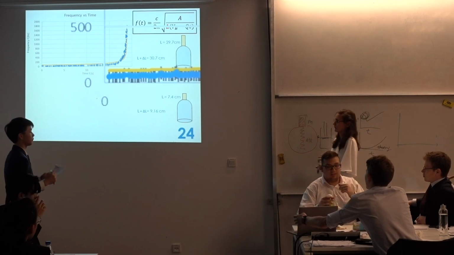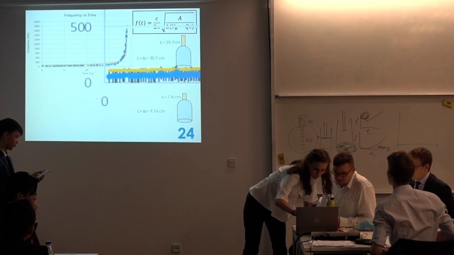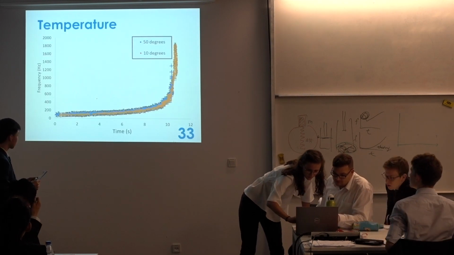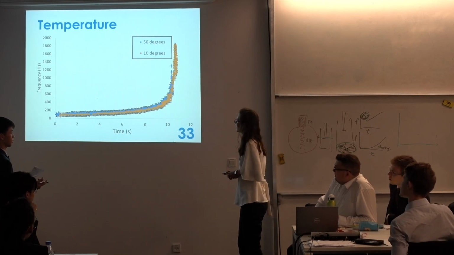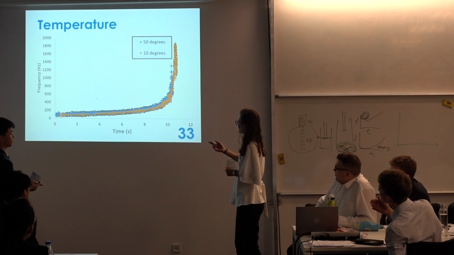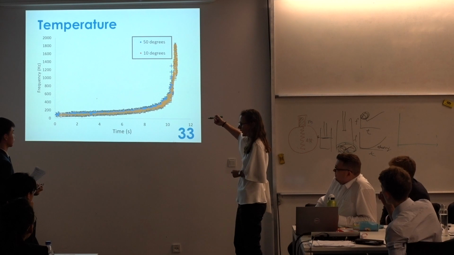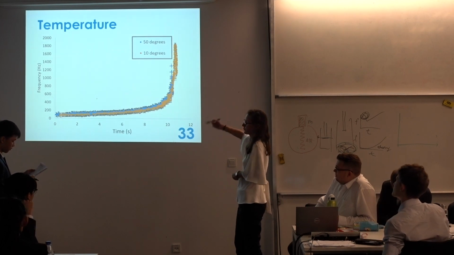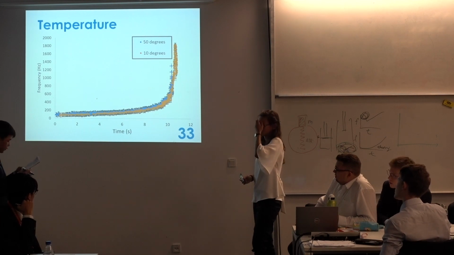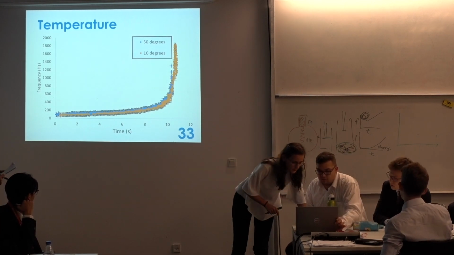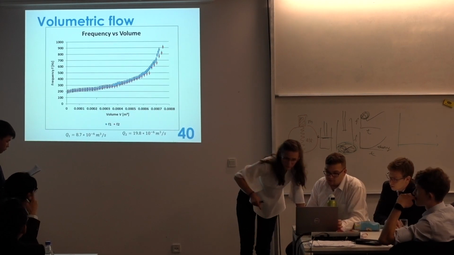Could you show page 33? Yes, this one. Could you provide a temperature frequency graph? No, it's a frequency time graph because these are spectrograms. And there are two measurements put in one graph in order to compare them. So can you move to page 40? Yes, this one.